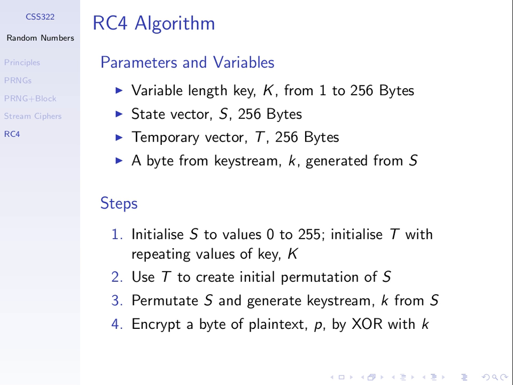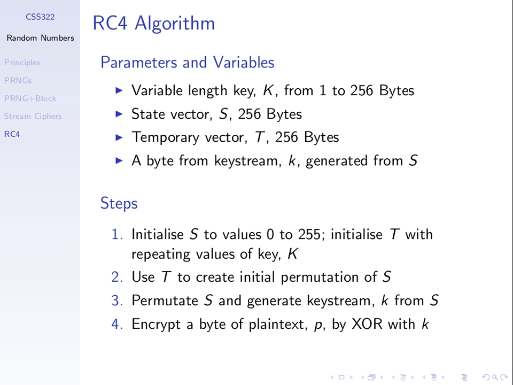We need to initialize the value of S, the state vector, to values 0 up to 255. So S is a vector with 256 one-byte values. The first byte will be 0, the second byte 1, the last byte 255. That's what the first step is.